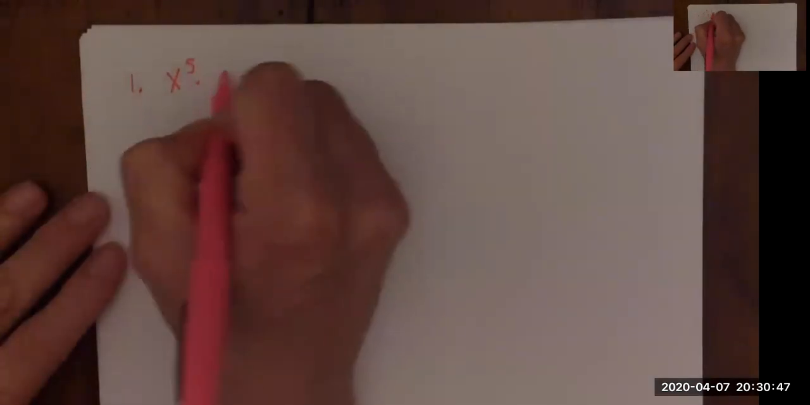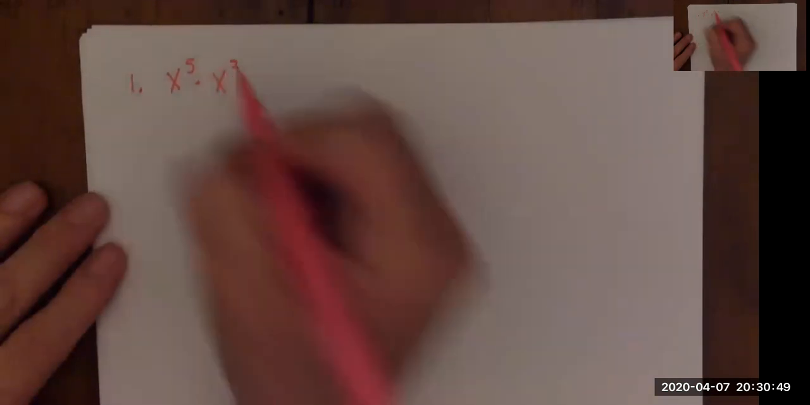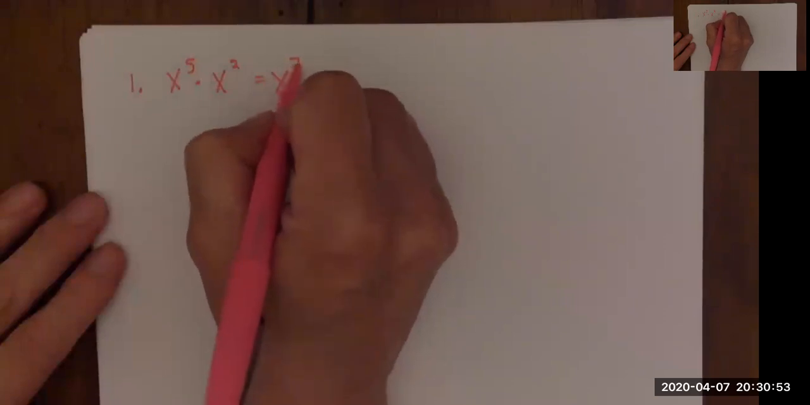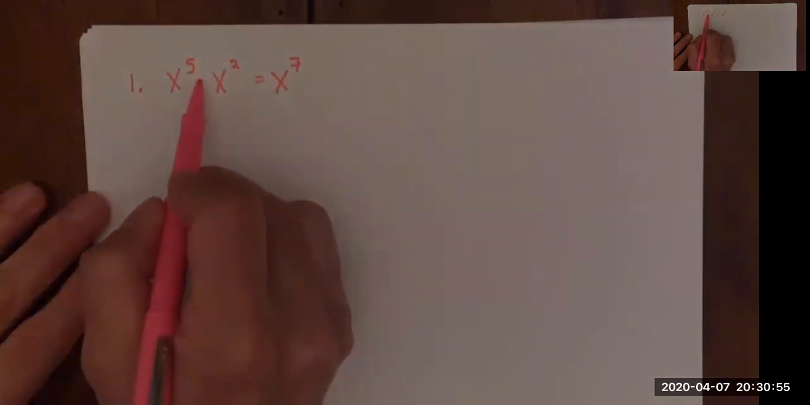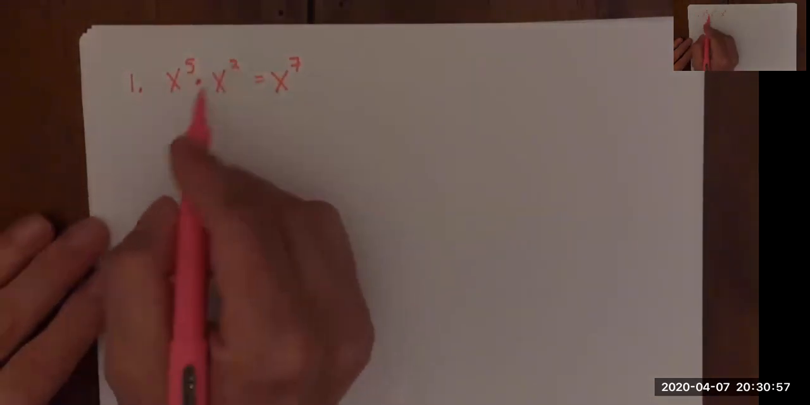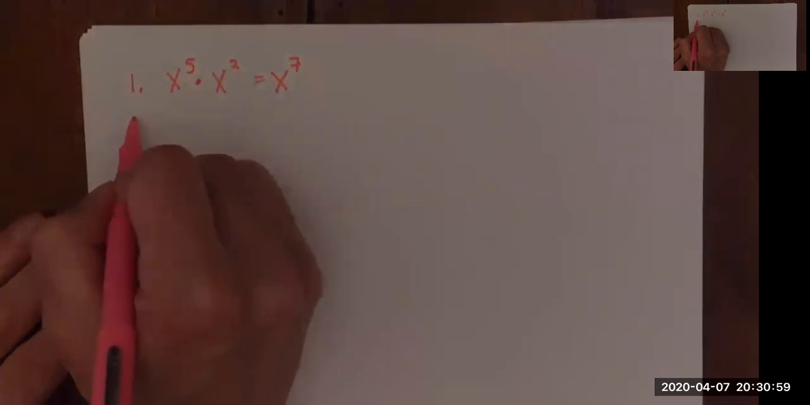The first thing we need to do before we start our unit on logarithms is to refresh our memory on exponents. So let's do that together. If you look at x to the 5th times x to the 2nd, the answer is what? X to the 7th, because we know when you're multiplying, if bases are the same, you add exponents.